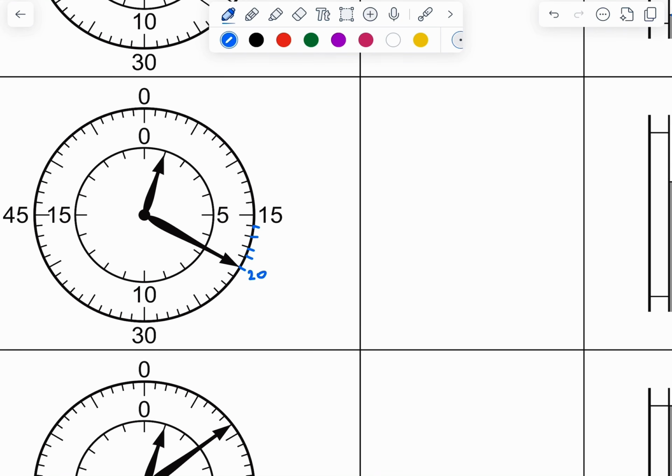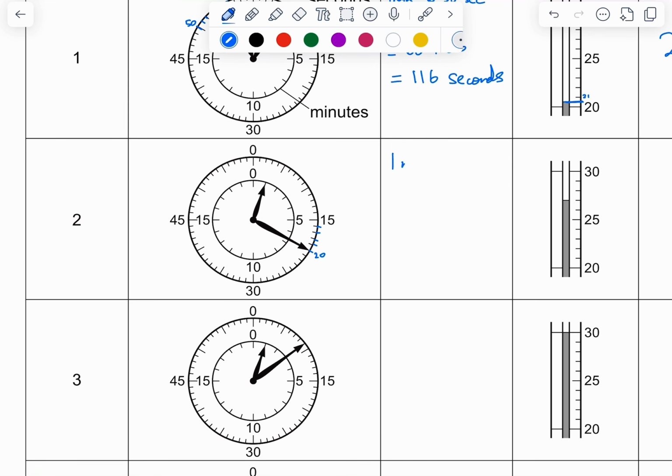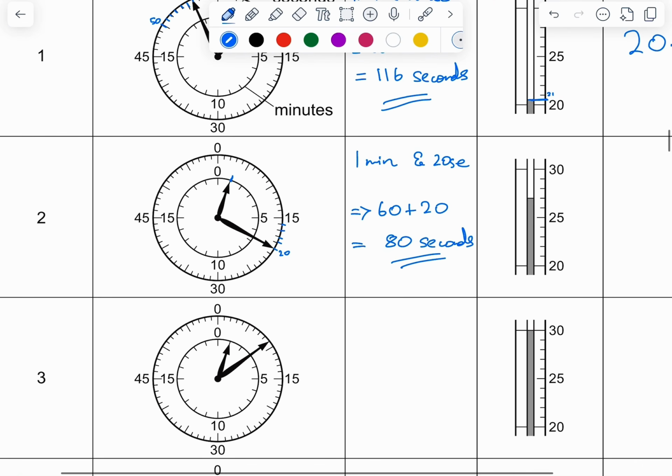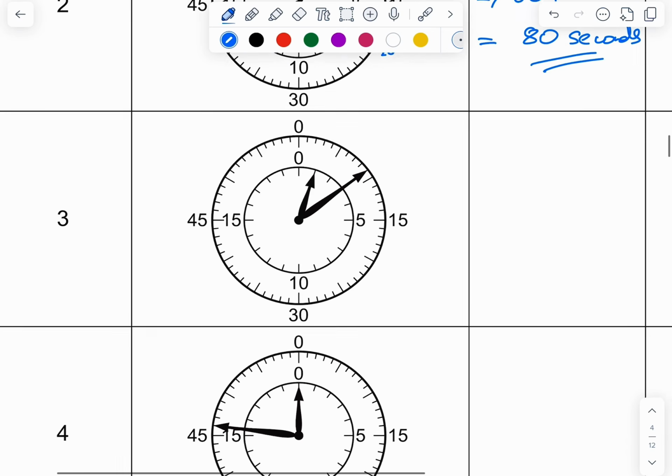So it's 1 minute and 20 seconds, right? This should be equal to 60 plus 20, which is equal to 80 seconds, right? You could just simply write these answers directly, you don't have to do the calculation, but I am showing you guys the calculation. Why not?